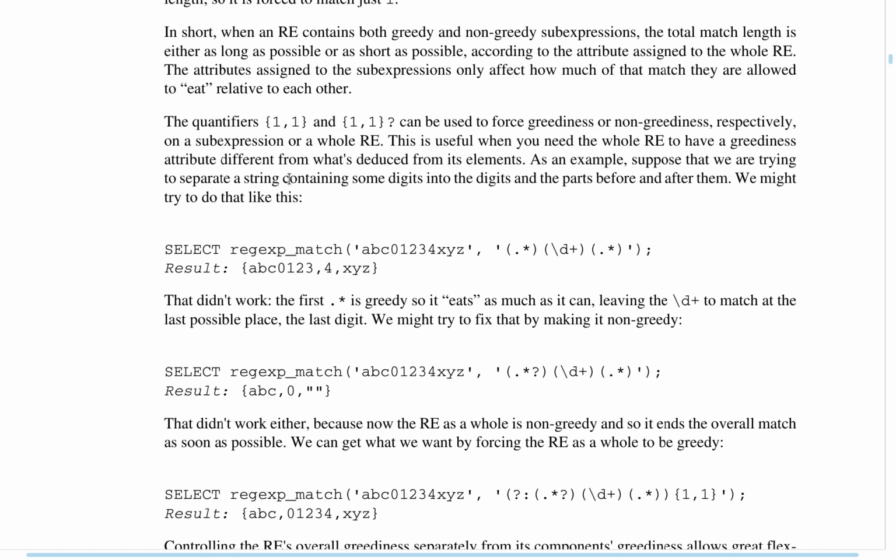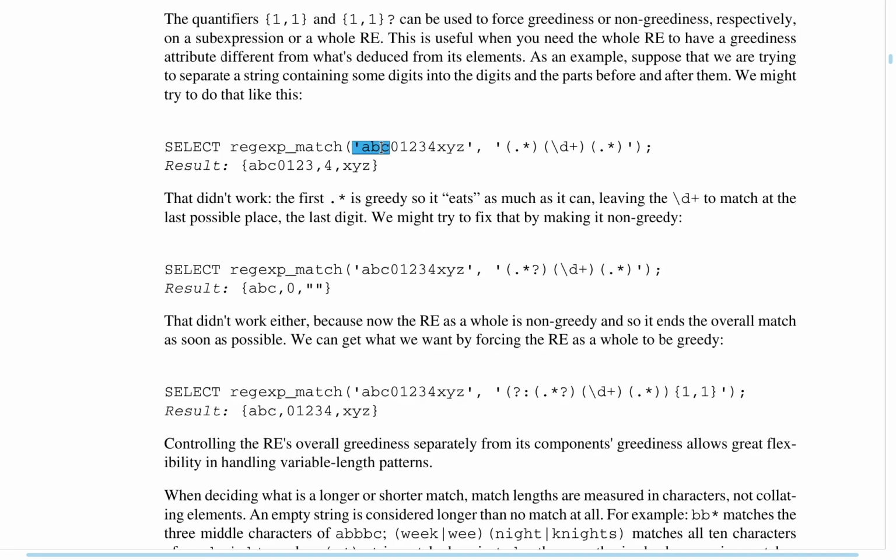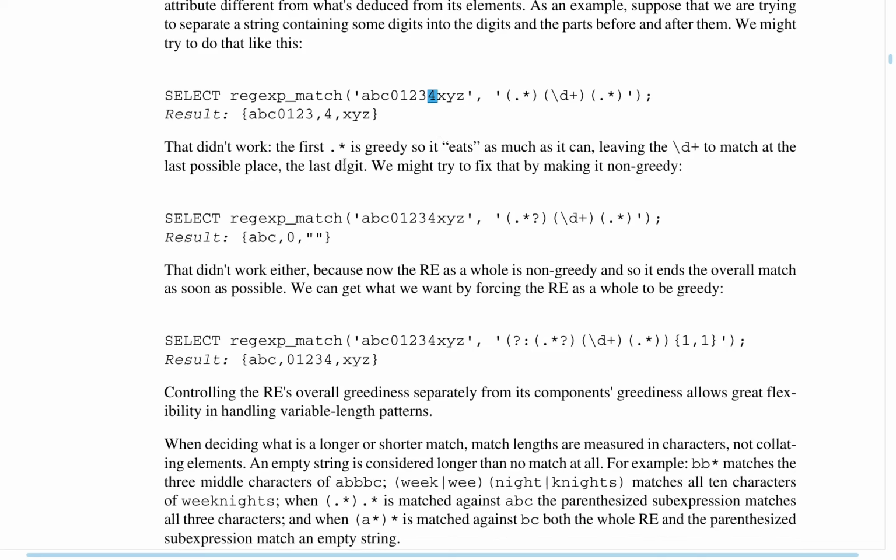We might try to do something like this. So we have ABC, which are non-digit, 0, 1, 2, 3, 4, which are digits, and XYZ. So we quantify .* and then \d+ and then .*. So .* will match 0, 1, 2, 3, 4, 0, 1, 2, 3, because it's a greedy match, and for \d+ it will manage only 4, and XYZ will be the last .*.